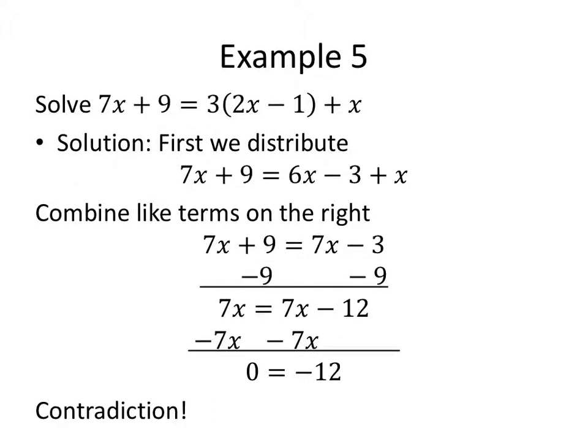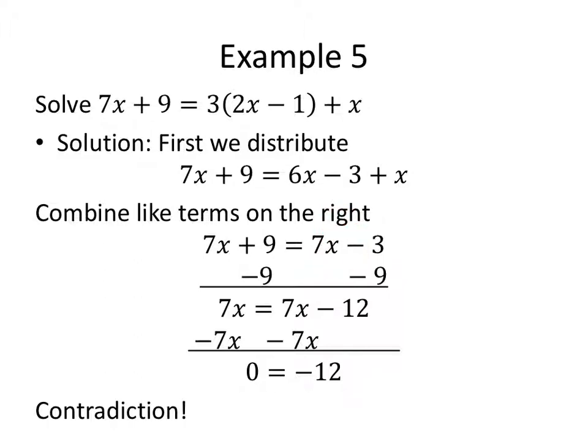Example 5, 7x plus 9 equals 3, parentheses, 2x minus 1, close parentheses, plus x. First, we distribute. On the left, 7x plus 9. On the right, 6x minus 3 plus x. Combine our like terms here on the right, the left side. We have one term that has x's, one term that is constant. On the right, we have two variable terms, so 6x and x gives us 7x. Still have our negative 3.